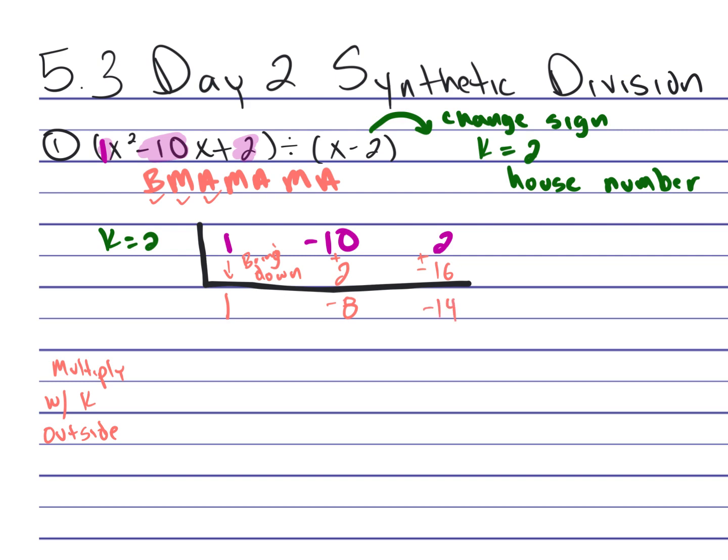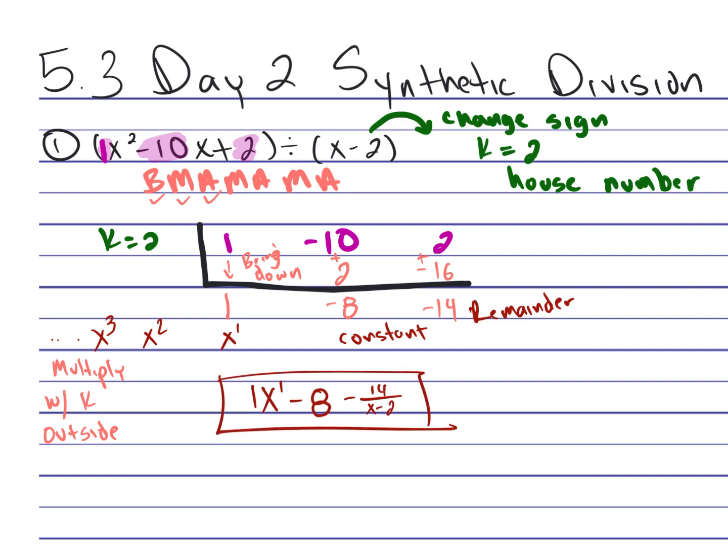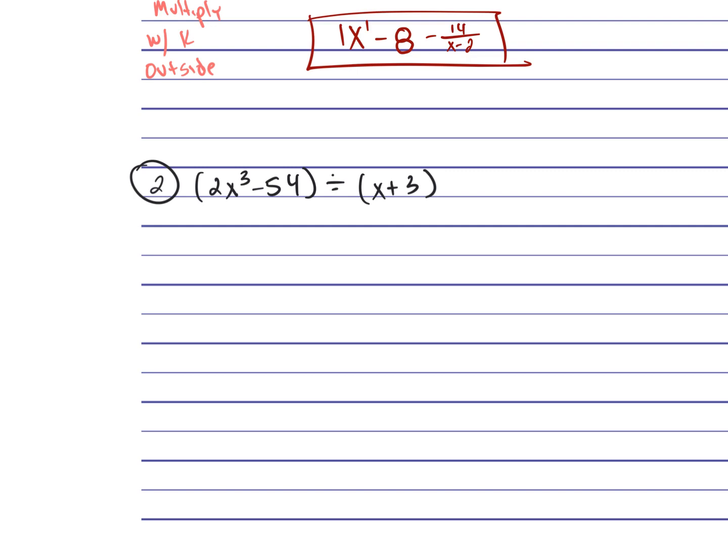Now to actually write out my answer, we're going to use the numbers backwards. Just like we did in long division, the last number is your remainder. The one before that is the constant. And then we start adding x's, like this is x to the 1. If I had more numbers, it would be x squared, x cubed, and so on. But this means my answer is 1x minus 8. And then my remainder goes on top of my divisor, whatever I divided by, which is x minus 2. And there's my answer.